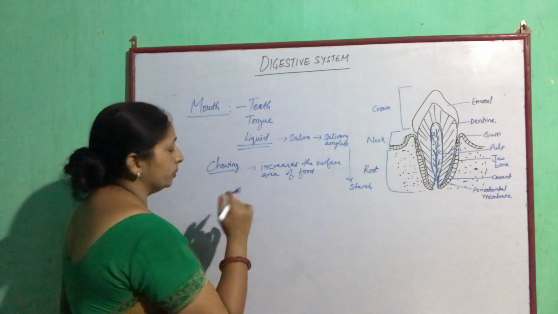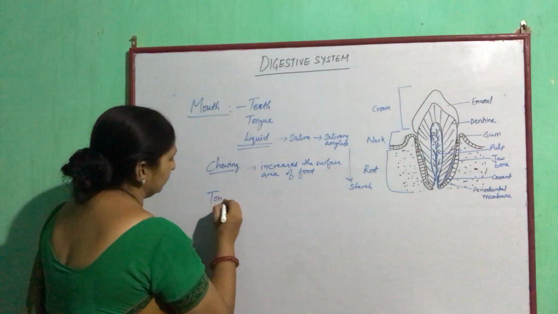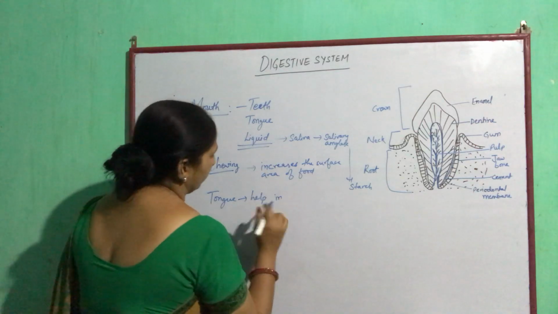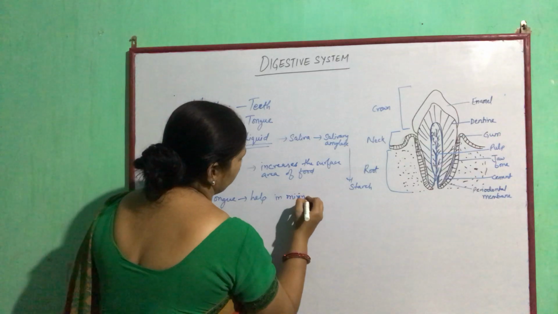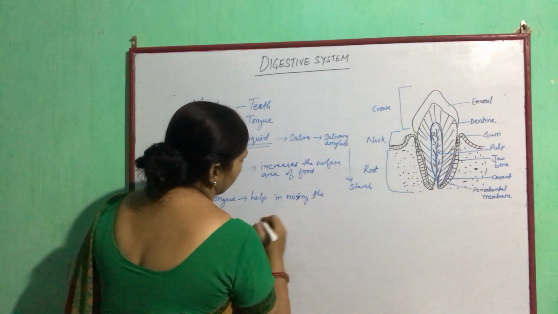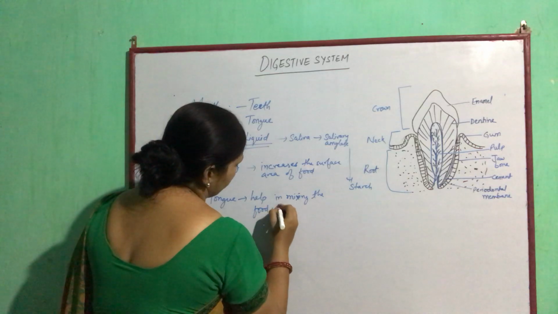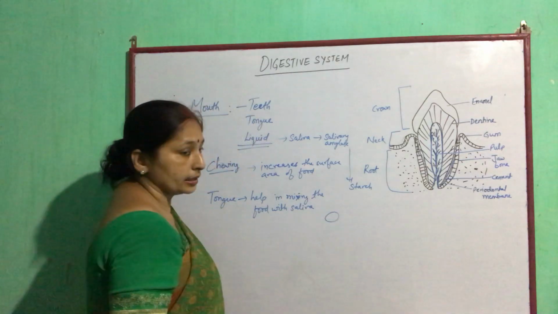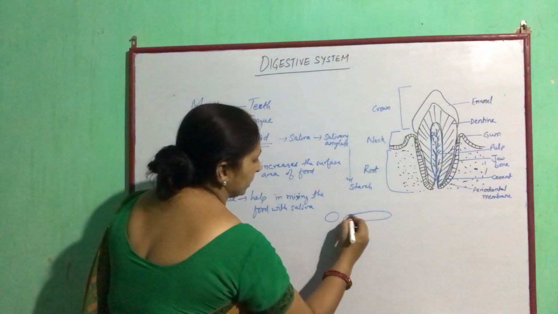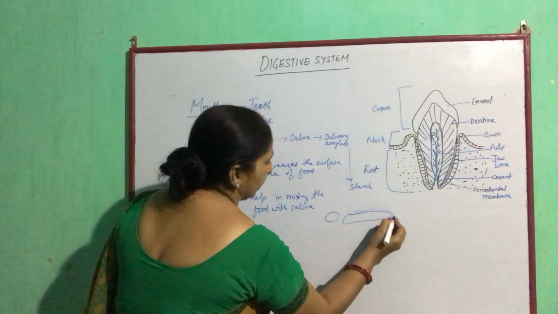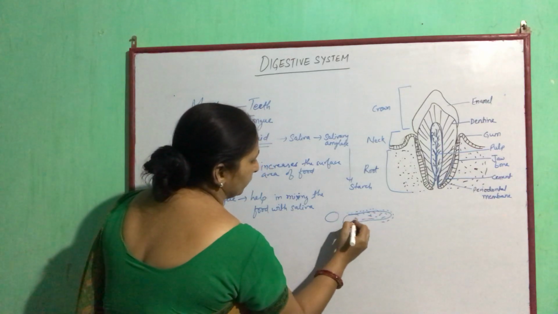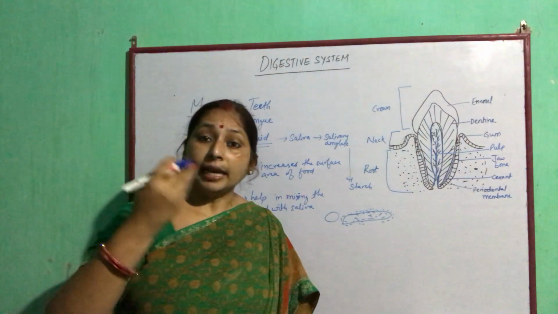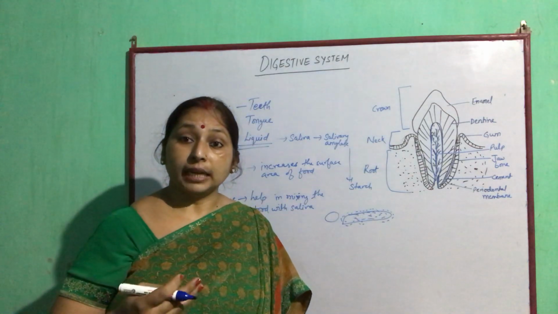The tongue helps in mixing the food with saliva. The food that we take is like this. When we make it a paste, it is like this, and the salivary amylase gets mixed completely with this food. The more the surface area of the food, the more the enzymes can act on it.